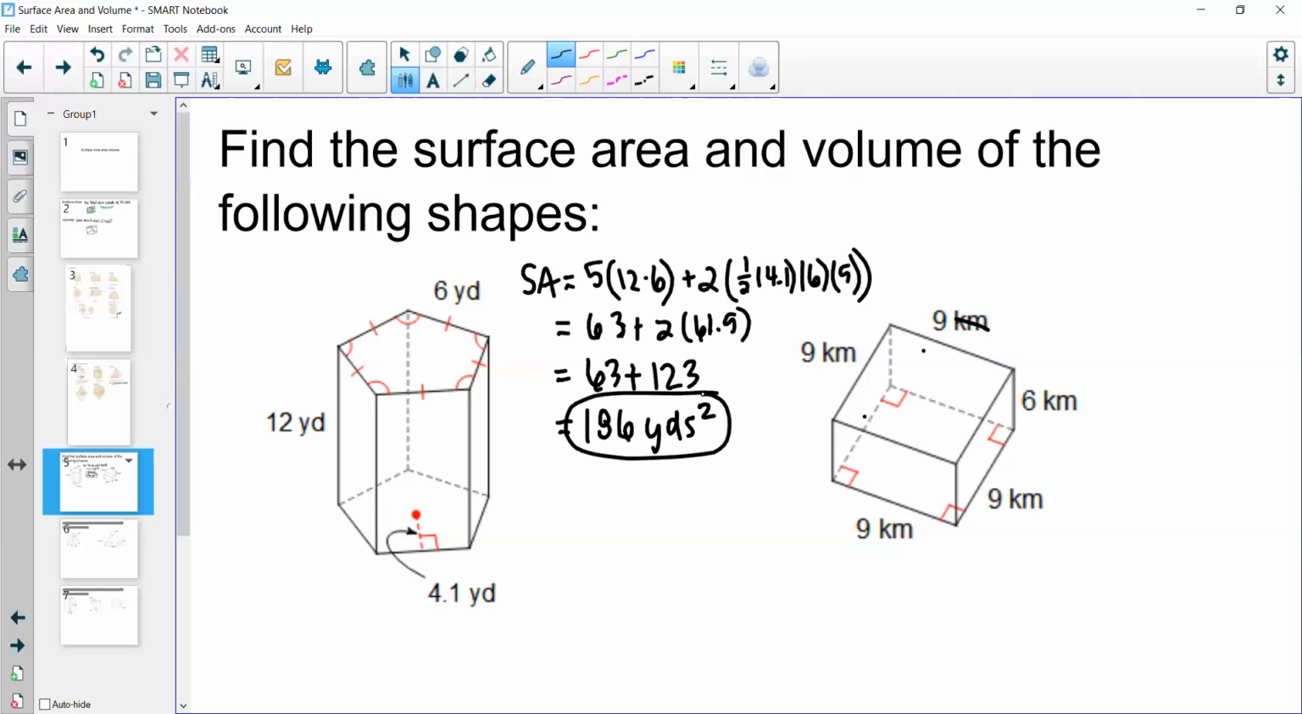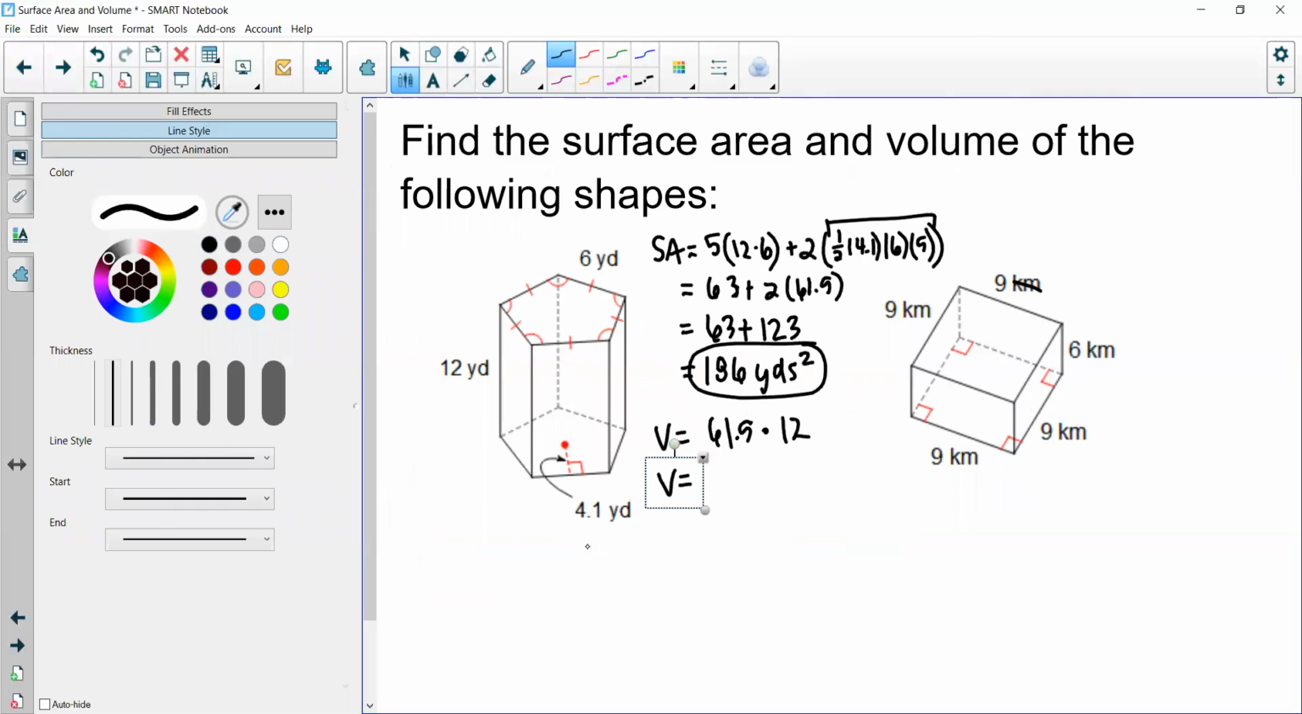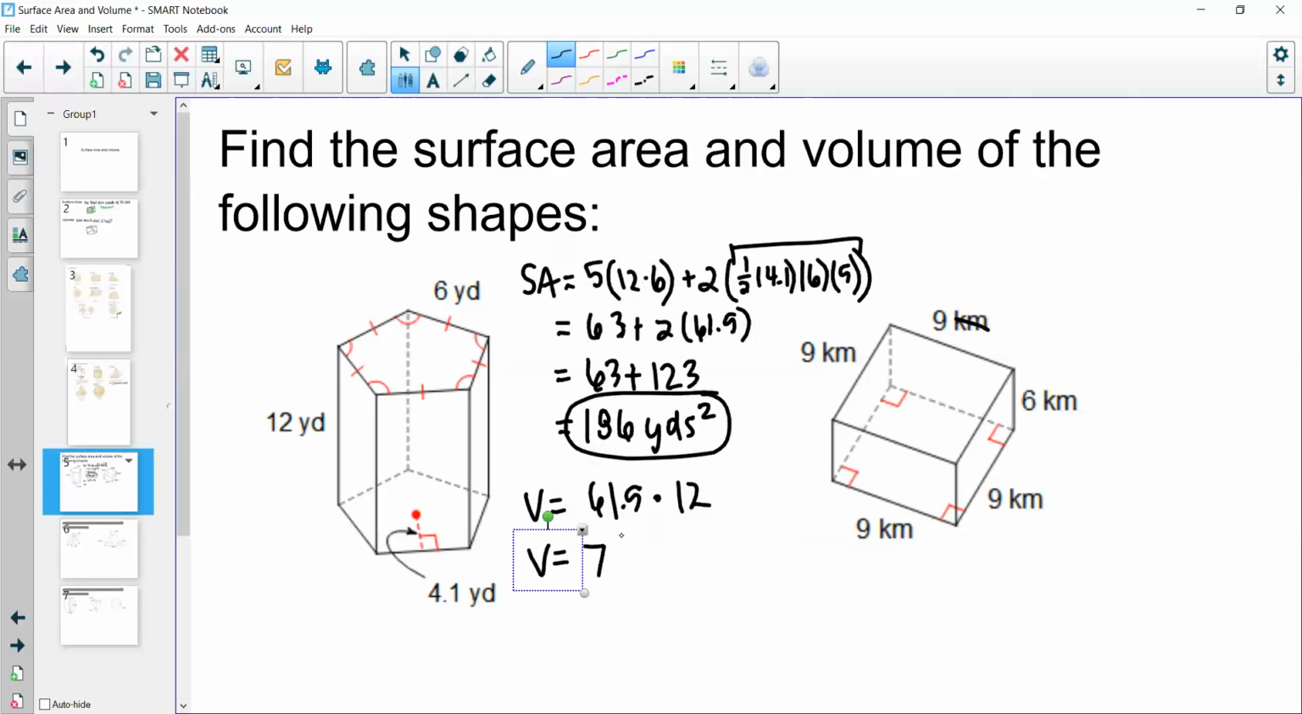So the beautiful thing about this is we actually already found the area of our pentagon, and that is this equation here. So after we found that area of our pentagon, to find the volume, we take the area of that base, which is that 61.5 yards, and multiply it times our height. So 61.5 times our height, which is 12. Our volume is going to be 738 yards cubed. That's quite a bit.